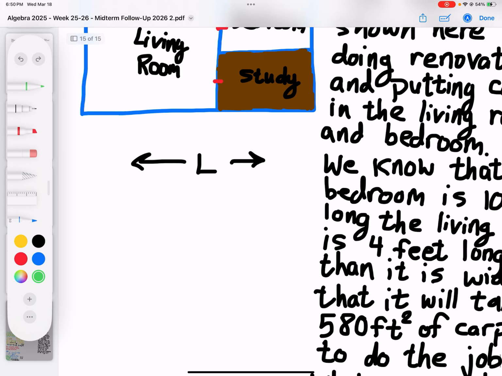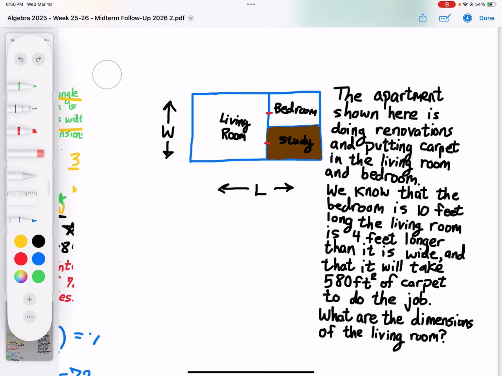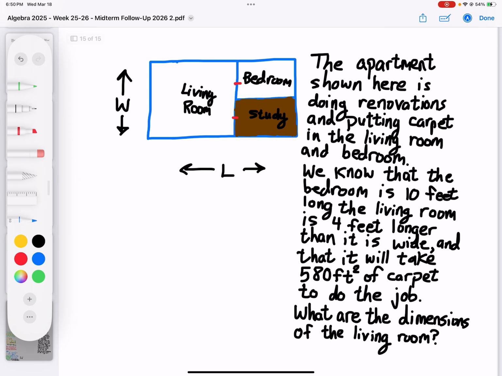Okay, here's kind of like a crazy kooky challenge one that I thought was kind of fun to build. This was inspired by Bruce and Brody. Shout out Bruce and Brody. So there's an apartment that I built here. And it's doing renovations. It's going to put carpet in the living room and bedroom. As you can see, the study has lovely hardwood flooring.